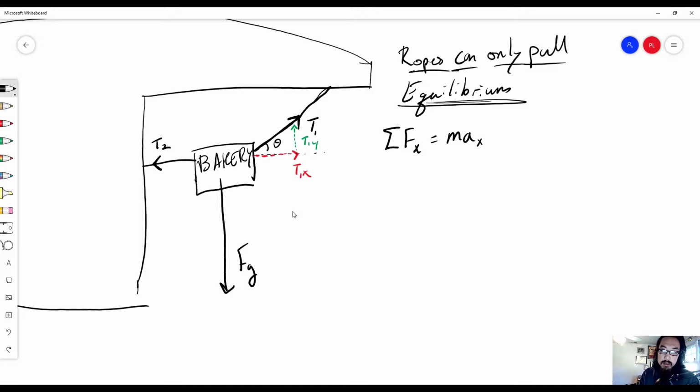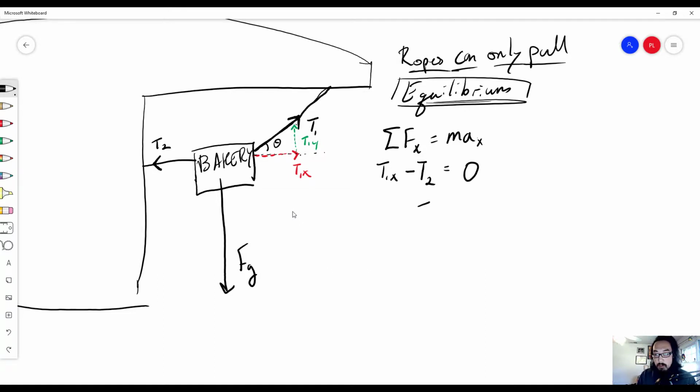What about T1y? Does that belong? That does not belong. What about T1x? Does that belong? That does belong. What about F_g? Does not belong. What about T2? Does that belong? That does belong. I'll put that in as negative T2 because it's going to the left. And once again, we're in equilibrium, so our acceleration would be 0, making the whole right side 0.